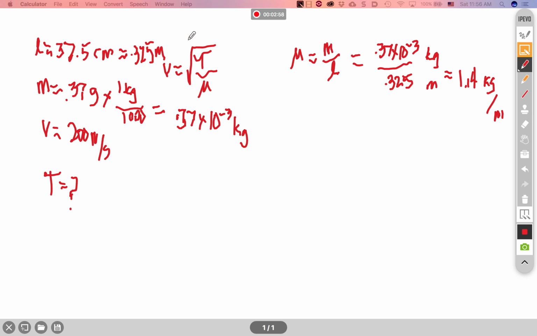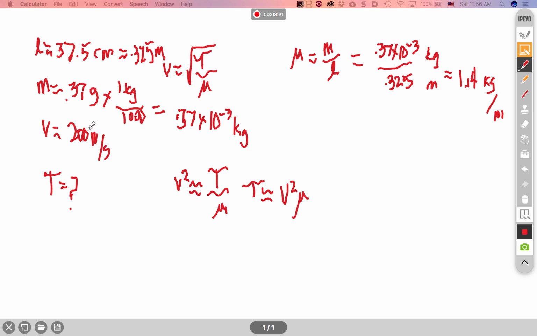So in order to get T, we have to square both sides since T is in the square root sign. So squaring both sides, we get v squared equals T over mu. And we want to isolate T, so we can take mu and bring it to the other side. So we get T equals v squared times mu. Now we're ready to plug in.